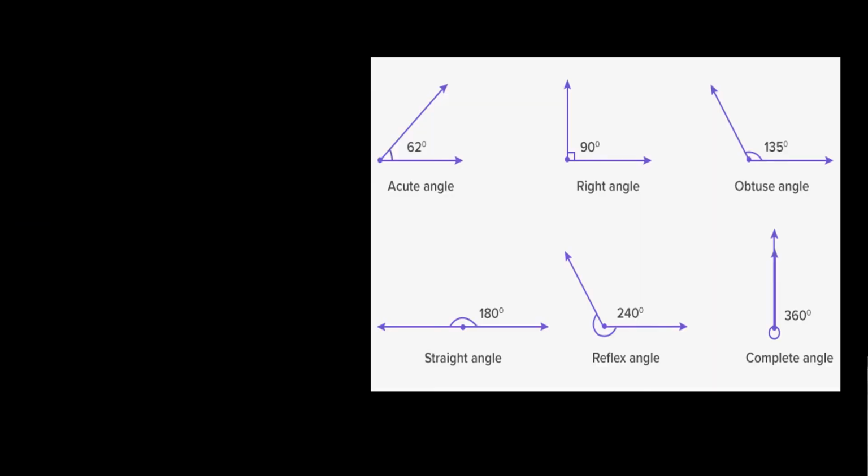Types of angles you should know. First, less than 90 degrees is an acute angle, and at 90 degrees it is a right angle. More than 90 degrees and less than 180 degrees is an obtuse angle. At 180 degrees it is a straight angle, more than 180 degrees is a reflex angle, and at 360 degrees it is a complete angle.